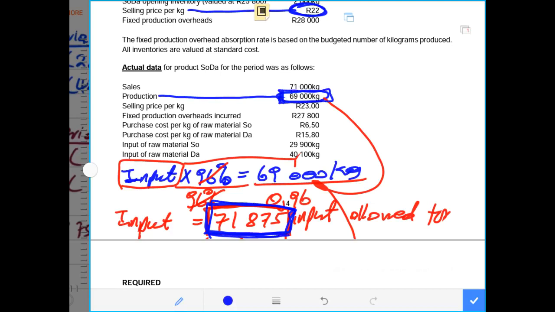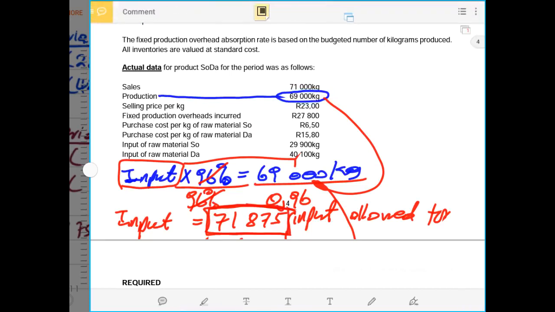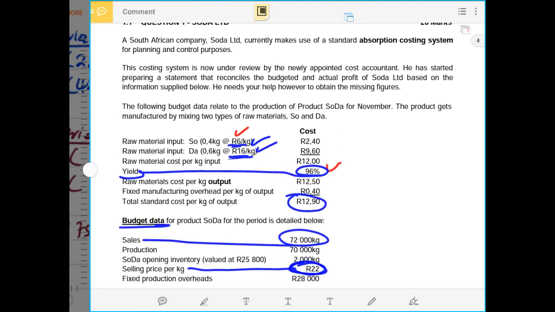This was the input for the two materials, because for every product we need two materials, material so and material down. So when we have this production of 69,000, the kgs of material so are already included there, and also the kgs of material down are already included there. So now we know that we need to mix a total of 0.4 kgs per unit.